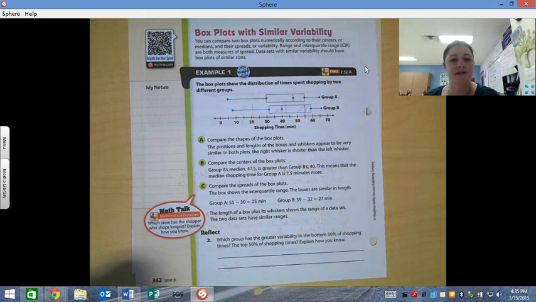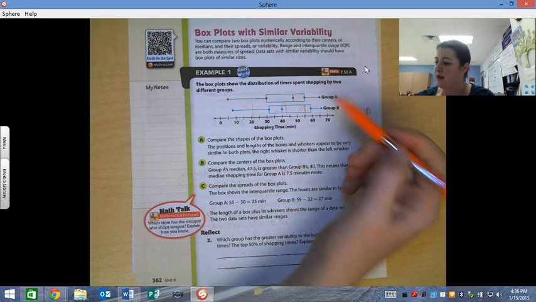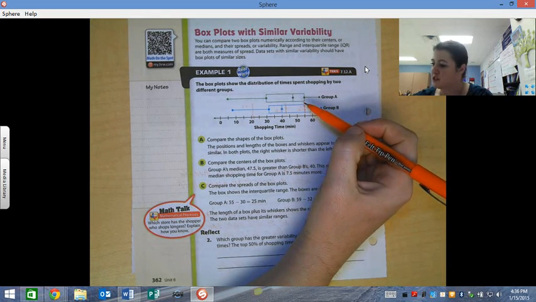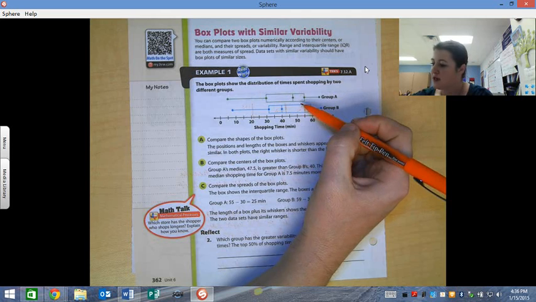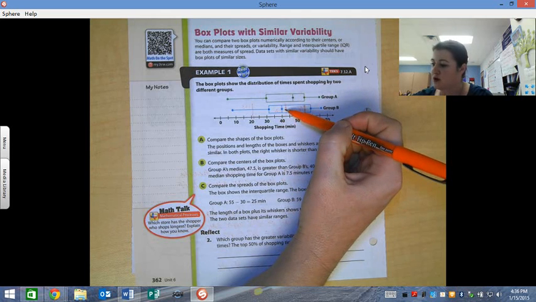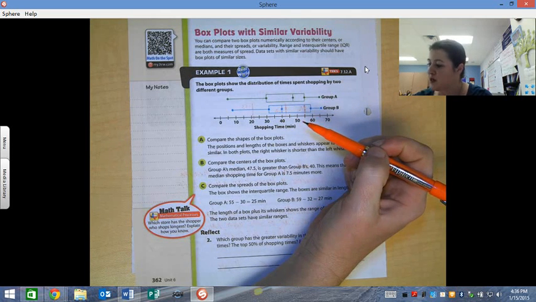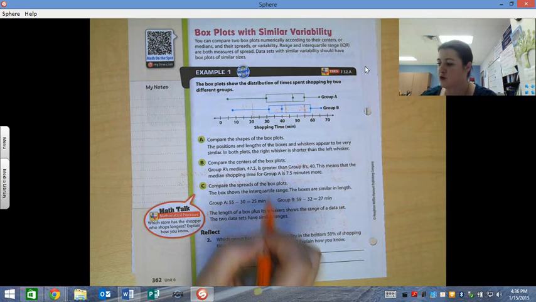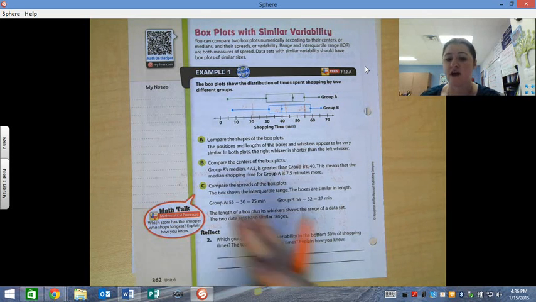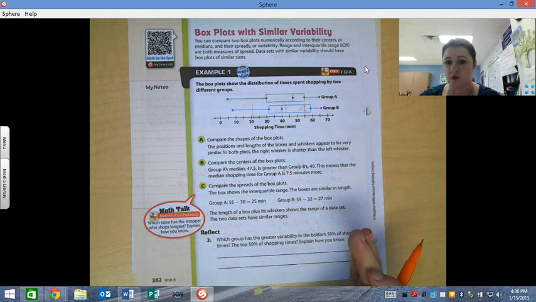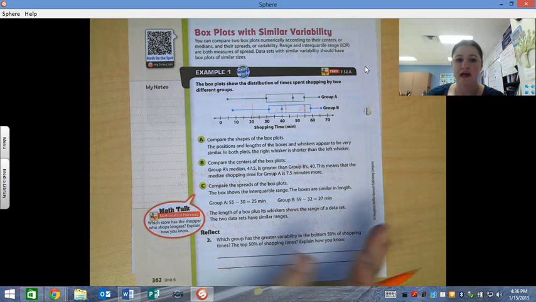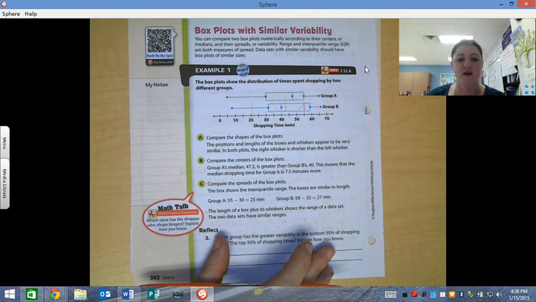Step B says, compare the centers, just like yesterday. How do their centers compare? If you look at group A, its median, which is 47.5, is greater than group B's. Group B is all the way over here, which is 40. So that means that the median shopping time for group A is 7.5 minutes more than it is for group B. Last step, it says compare the spreads of the box plots.